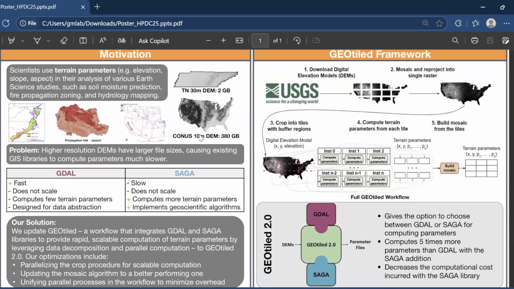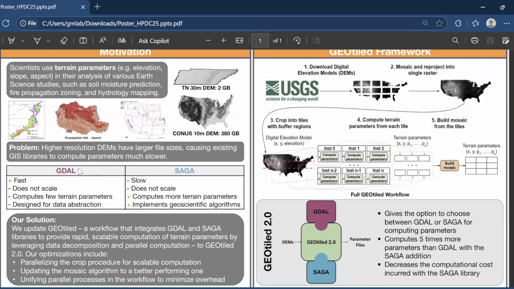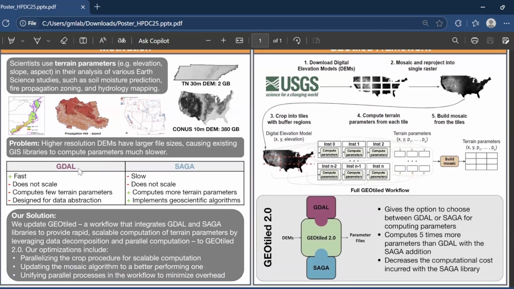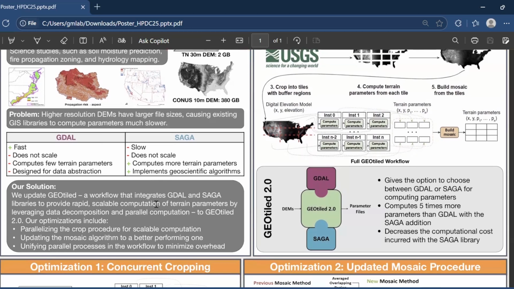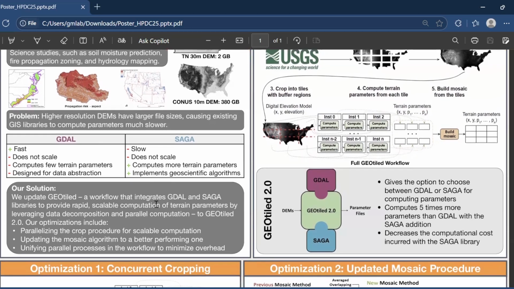As for the open source libraries that can compute these terrain parameters, we have two of note here, which are the Geospatial Data Abstraction Library, or GDAL, and the System for Automated Geoscientific Analyses, or SAGA. GDAL is relatively fast, but does not offer any feature for scalable multiprocessing, and SAGA is far slower than GDAL and also does not offer multiprocessing, but does compute far more terrain parameters than the GDAL library.